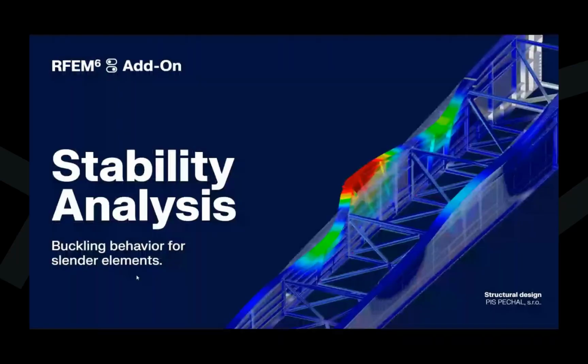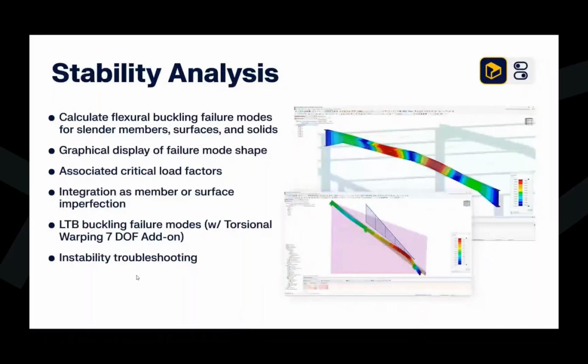And our final add-on within RFEM 6 is my favorite, the stability analysis. This will carry out the buckling behavior of slender elements. If we have very slender members in our models or very thin-walled surfaces or even solids, we can take each one of the load cases or the load combinations and additionally carry out this stability analysis to determine the flexural buckling failure modes. And we get a graphical display of the failure mode shape directly within RFEM, again, for each one of these load cases or load combinations.